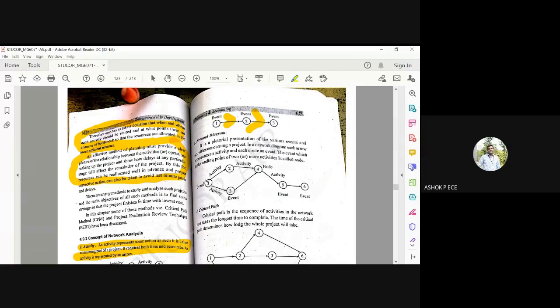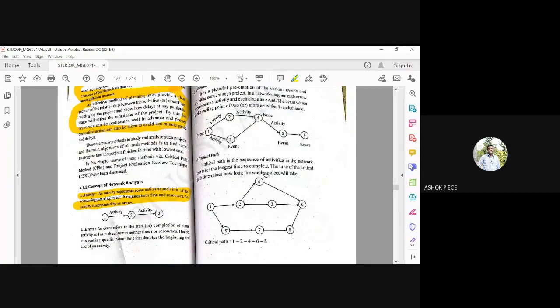If you have a single activity coming out from a node, it's called an event. But if you have multiple activities converging into a particular event, it is called a node. You see here, 4 is a node, but 5 and 6 are events. 1, 2, 3, 5, 6 are events, and 4 is a node. So node means when multiple activities converge.